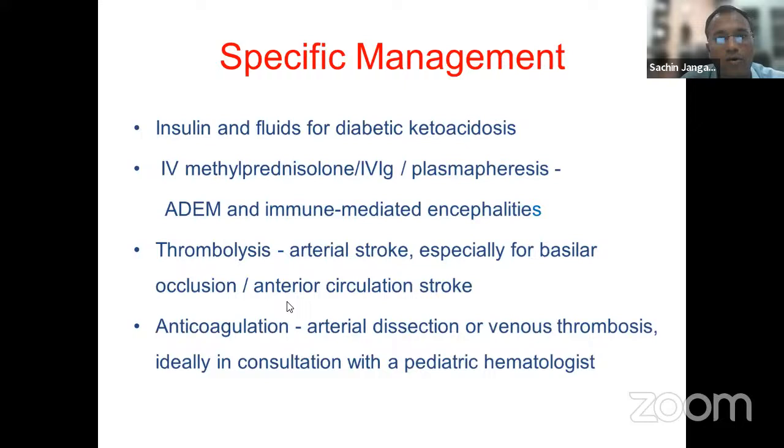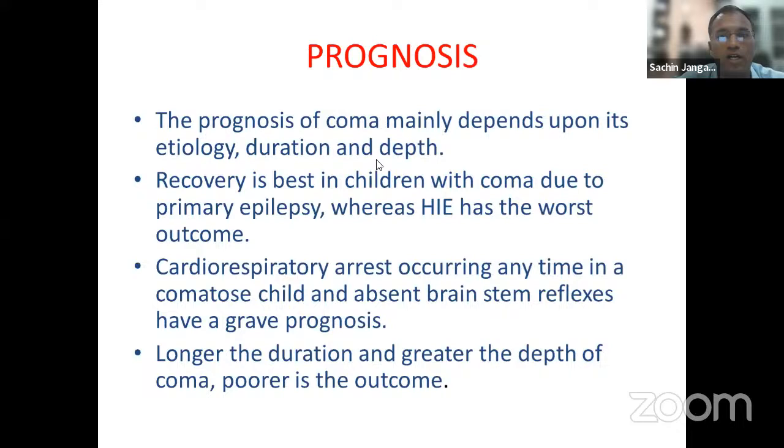The prognosis of coma mainly depends upon the etiology, duration, and depth of the coma. Recovery is better in children who have primary epilepsy, whereas hypoxic ischemic encephalopathy has a worse prognosis. Cardiorespiratory arrest occurring at any time in a comatose child is not a good sign, and it has a grave prognosis. The longer the duration and the greater the depth of coma, the poorer the outcome.